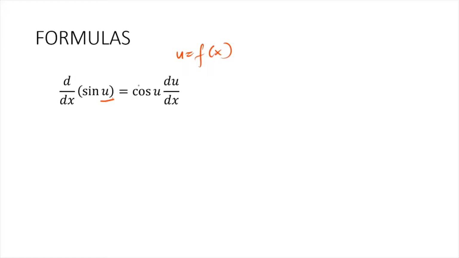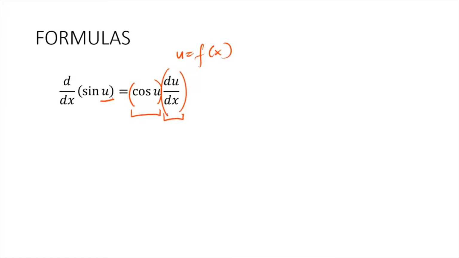Now, you can notice there are 2 parts in the formula. This is true for all the formulas. The first one, you can think of as the main derivative. In general, the derivative of the sine function is the cosine function. And the second one, this factor du dx, is a result of applying the chain rule.